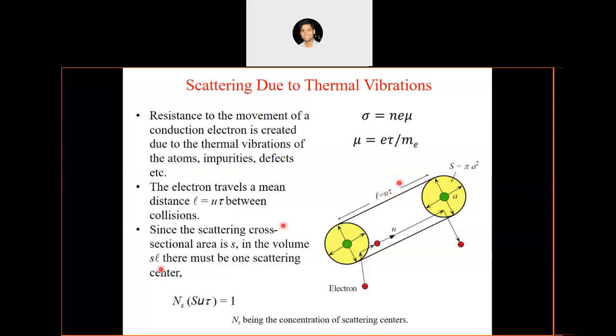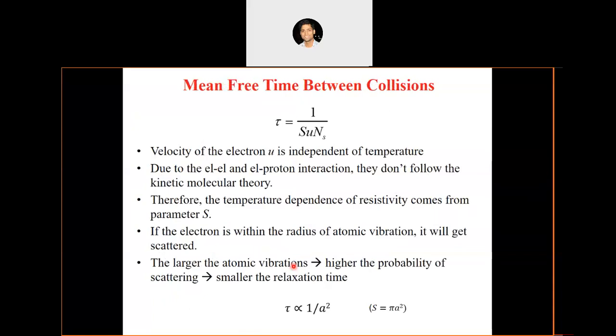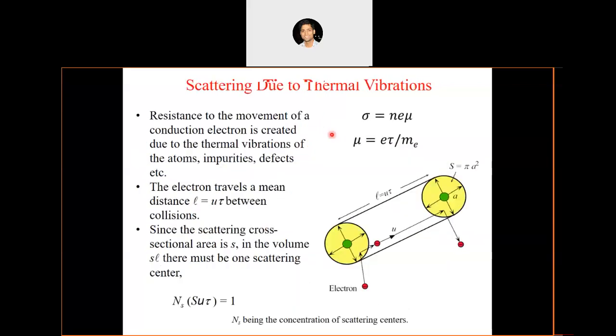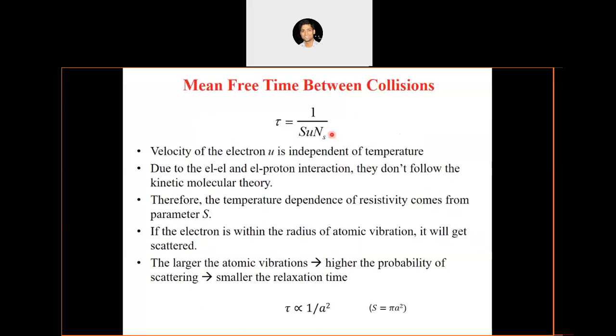So using this definition of scattering time, we can say that ns times S u tau, which is actually the volume of this cylinder which is being shown here, should be equal to 1, where ns is the concentration of scattering centers. Once we have written this relationship, we can simply rearrange this equation and we will get tau equal to 1 upon S u ns, right?